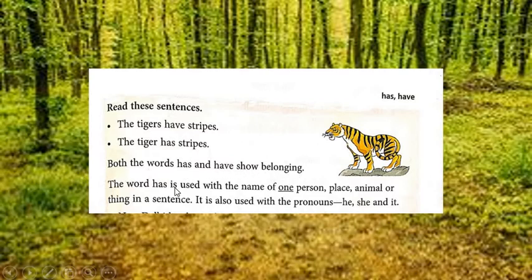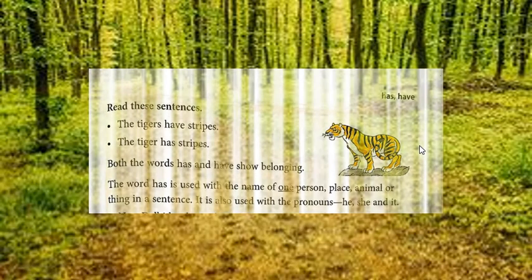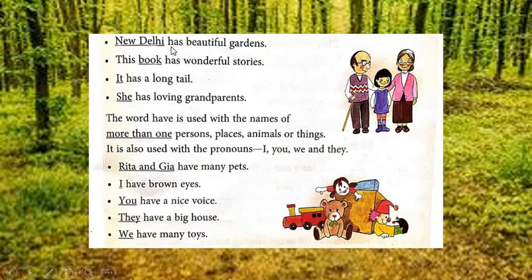The word "has" is used with the name of one person, place, animal or thing in a sentence. It is also used with the pronouns he, she and it. Okay, children? So, now see. New Delhi has beautiful gardens. This book has wonderful stories. It has a long tail. She has loving grandparents.